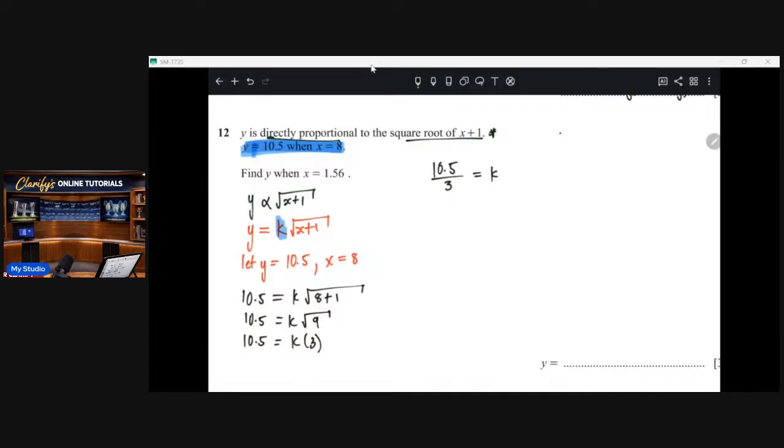Can somebody quickly punch and tell me what is k? What is his value, this guy k? What is the value? Okay. 3.5. Okay, so 3.5 is the answer. This is k. So now, here, k is 3.5.